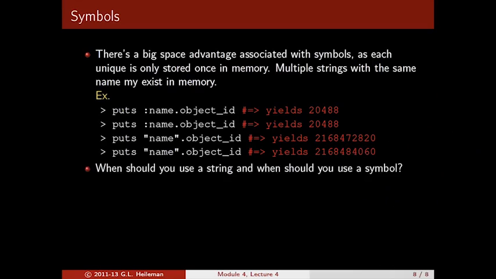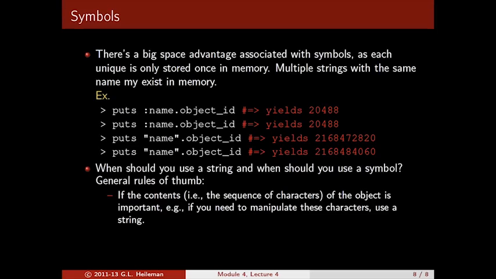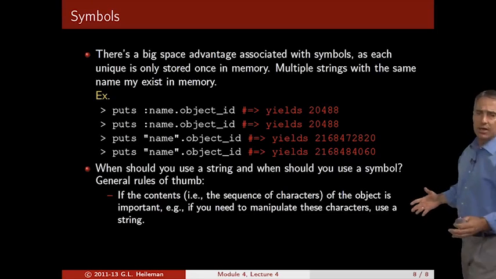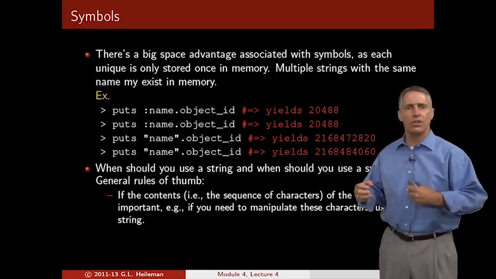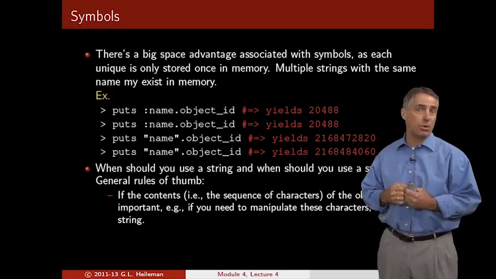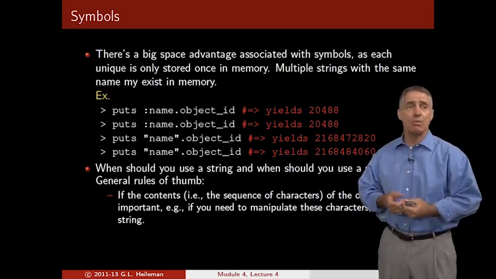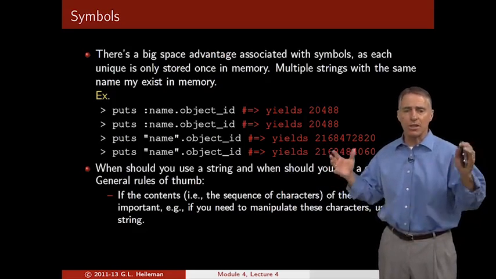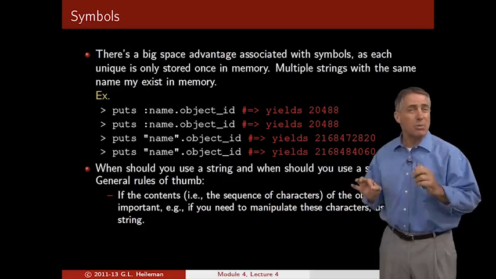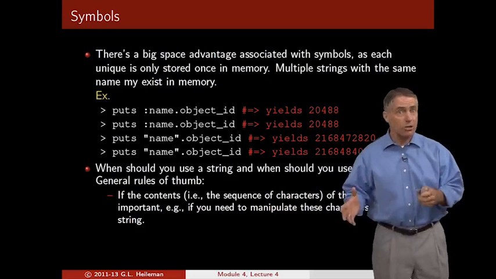So when should you use a string versus a symbol? Well, here's a couple of rules of thumb. If the content of the characters really matters, in other words, the object is important and you need to be able to manipulate it. For example, it's storing somebody's name and you'd like to be able to change that person's name, maybe shorten it or something like that. In other words, you want to be able to manipulate that string, then it should be used as a string.